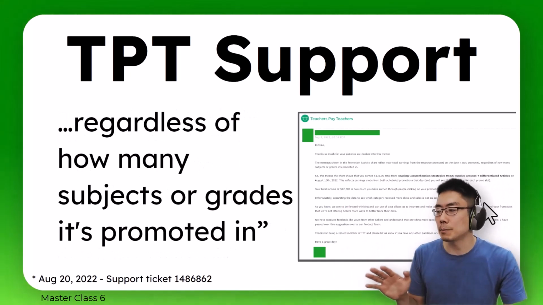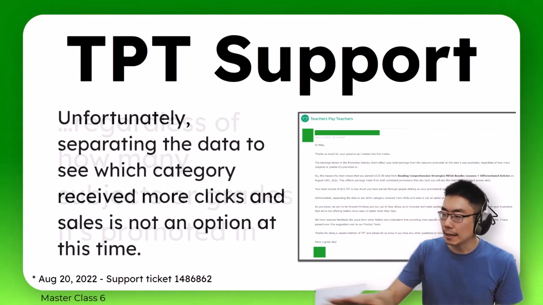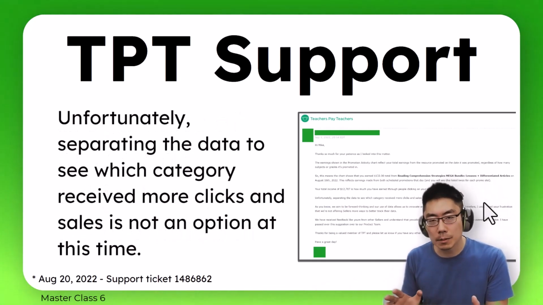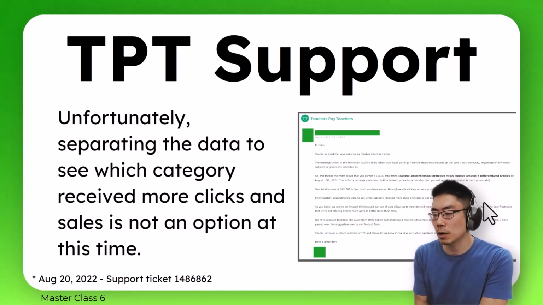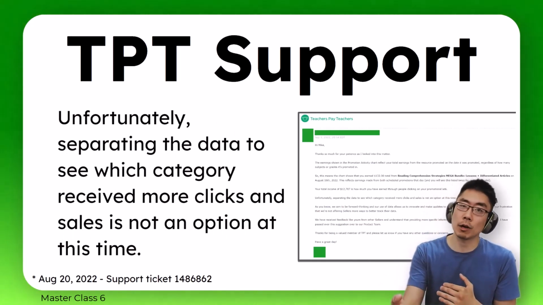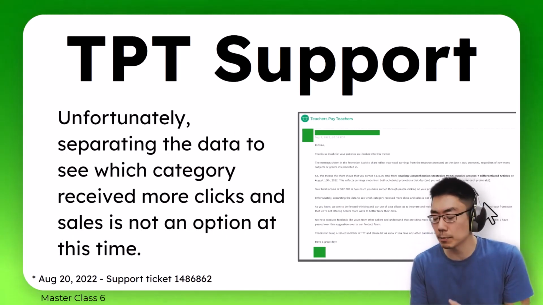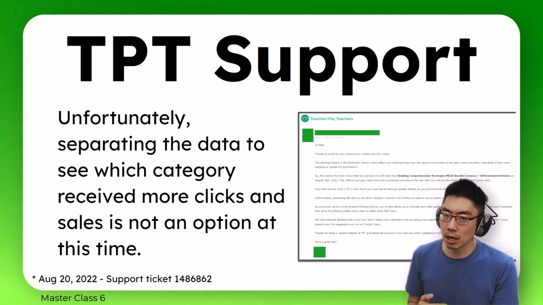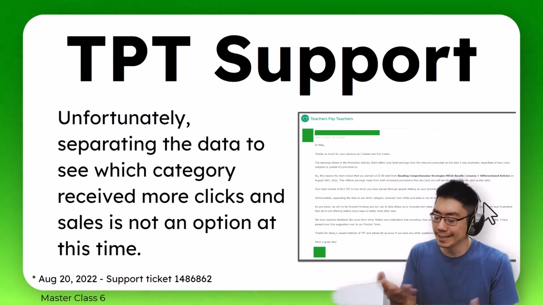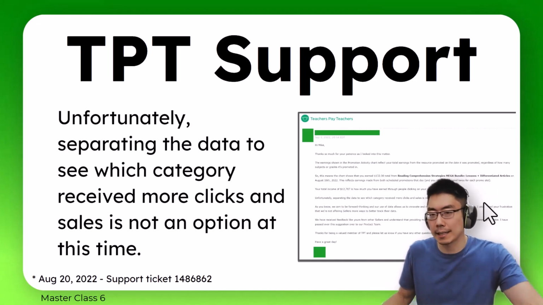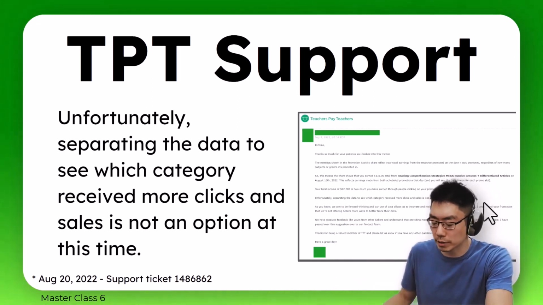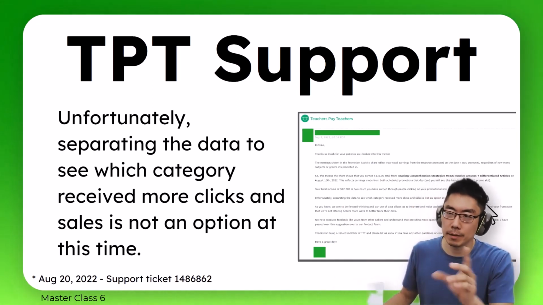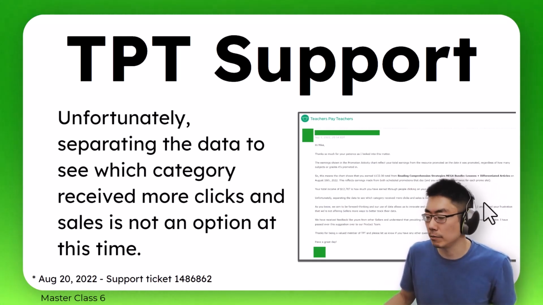Regardless of how many subjects are graded, it's promoted in. And I love this attitude. It's not possible to separate which category received more clicks because the backend isn't tracking it. That's my guess. It's the simplest probable thing. And so they're not making a conscious decision to withhold that information. They're just collecting it, and that report simply reports. It's just pulling up the total sales data of that resource.